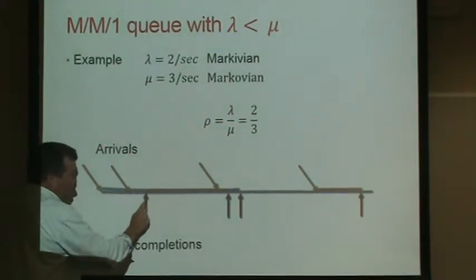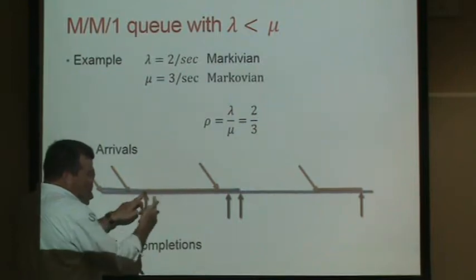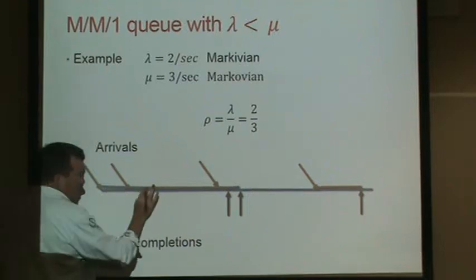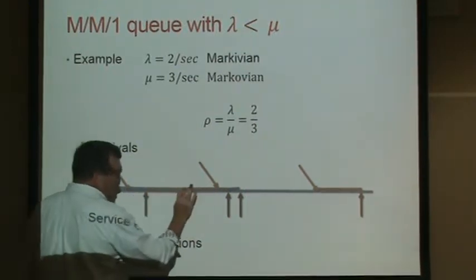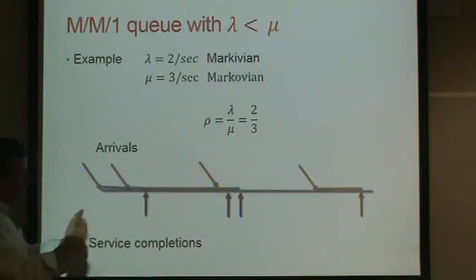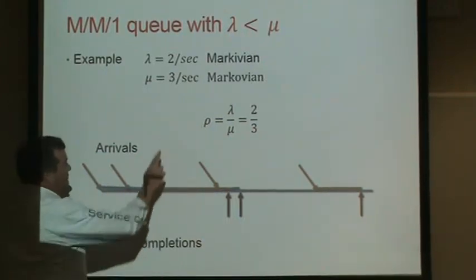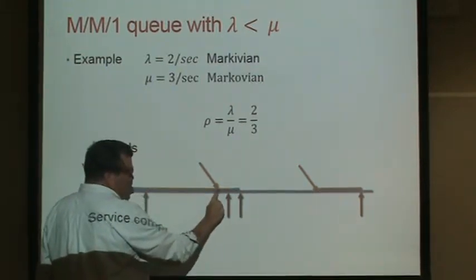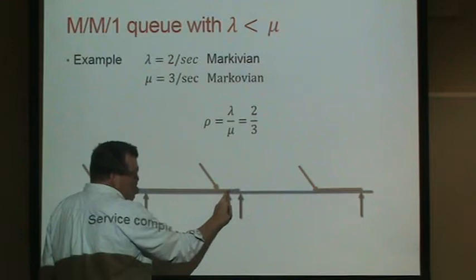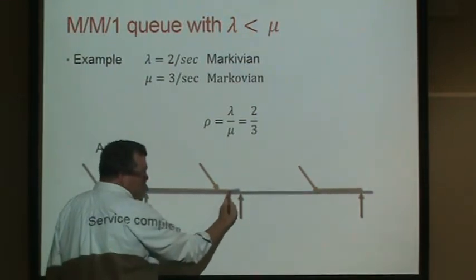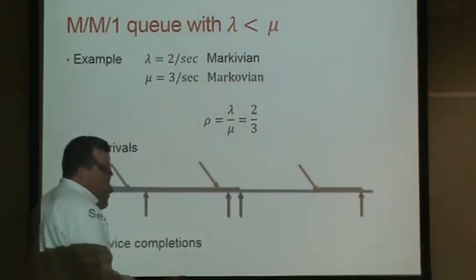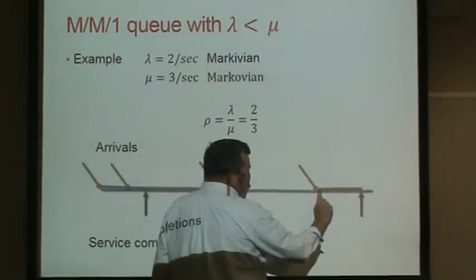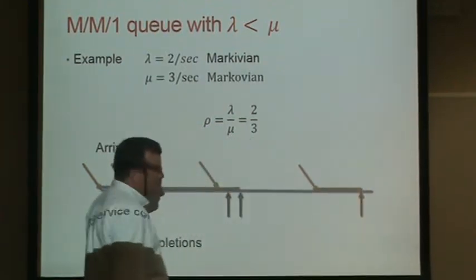Then the first one finishes at this point in time. Now the second one immediately goes into service, and maybe this amount of time is much smaller than this amount of time because the service times are random with an average of 3 per second. So the third arrival comes while the second customer is still being served. Then the second one finishes, so the third one immediately goes into service, and it's a very short one, so it eventually finishes. Now the server is idle during this time. Then a fourth arrival comes, goes into service, and then ends at that point.